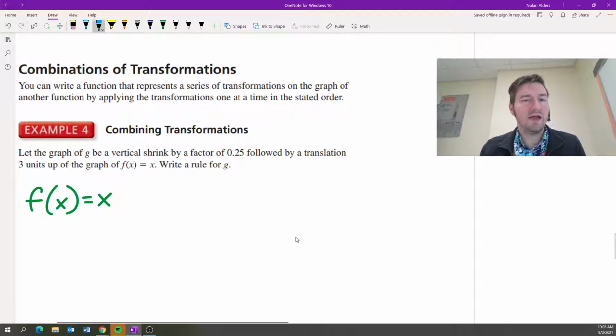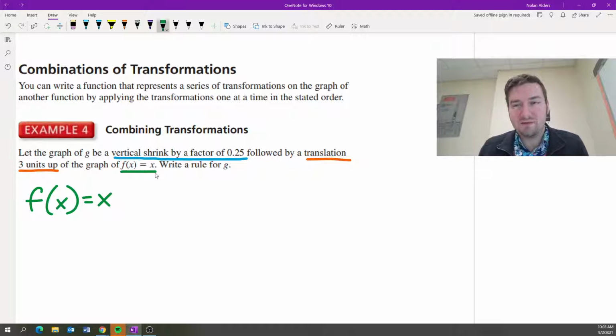All right, let's now look at, finally at the end of this video, combinations of transformations. So what happens when we have more than one? Like for example, in this example, we have a shrink by a factor of 0.25, and then we're going to have a translation of 3 units up. And then this is the original function. So the important thing to realize here, guys, is that you have to do these transformations in the order that they're given in the problem. So we have to do the shrink first, and then we'll do the translation of 3 units up.